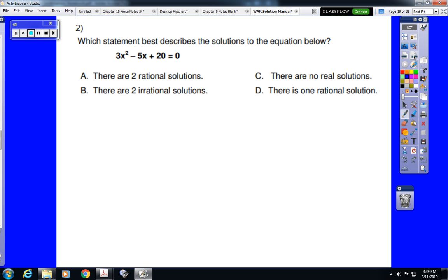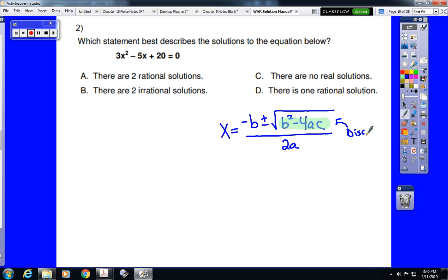Okay, the second question says which statement best describes the solutions to the equation below? There are 2 rational, 2 irrational, no real, or 1 rational. That's a pretty easy question. On your reference sheet, there is the quadratic formula. And the part of the quadratic formula located underneath the square root is known as the discriminant. And the discriminant tells us how many and what type of solutions we have.